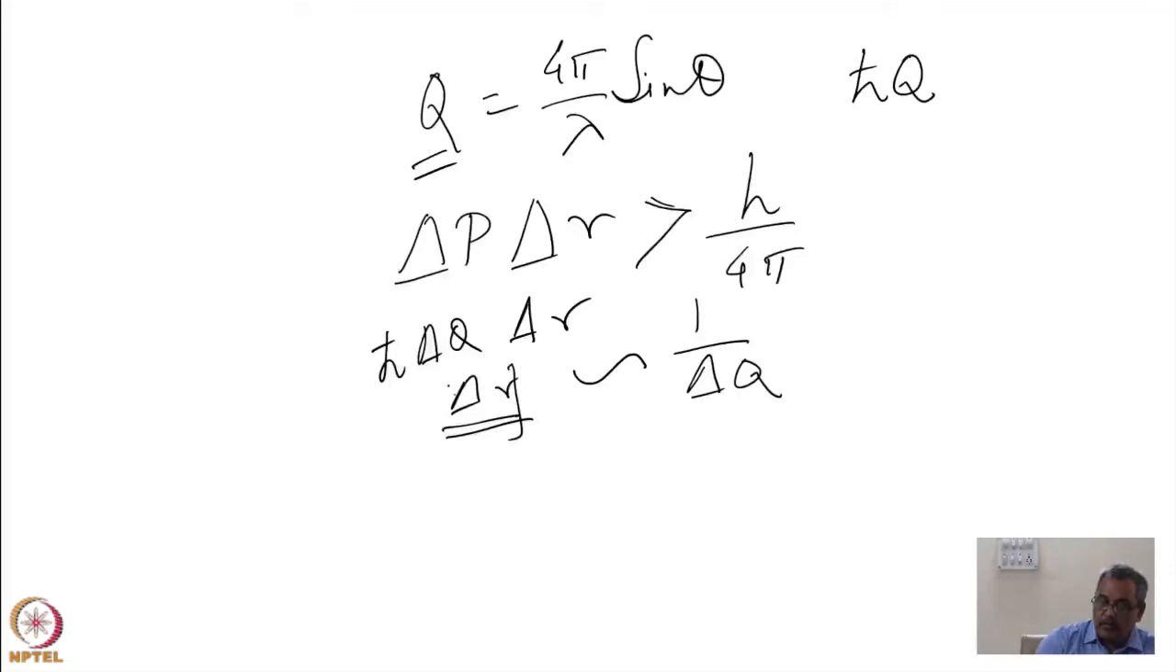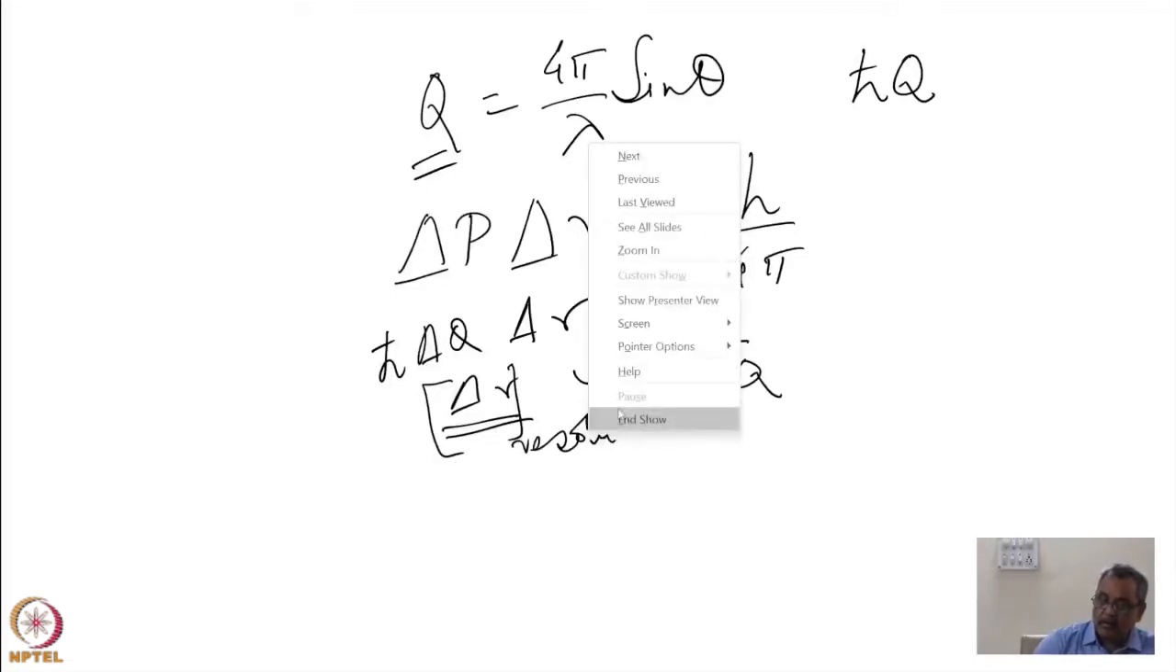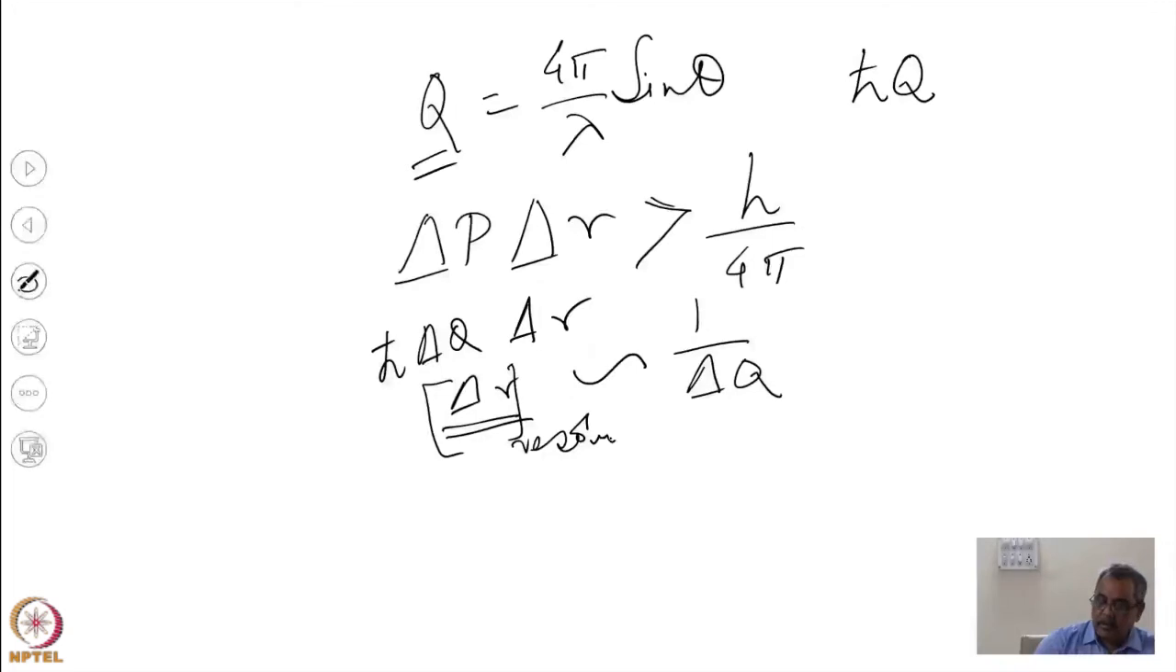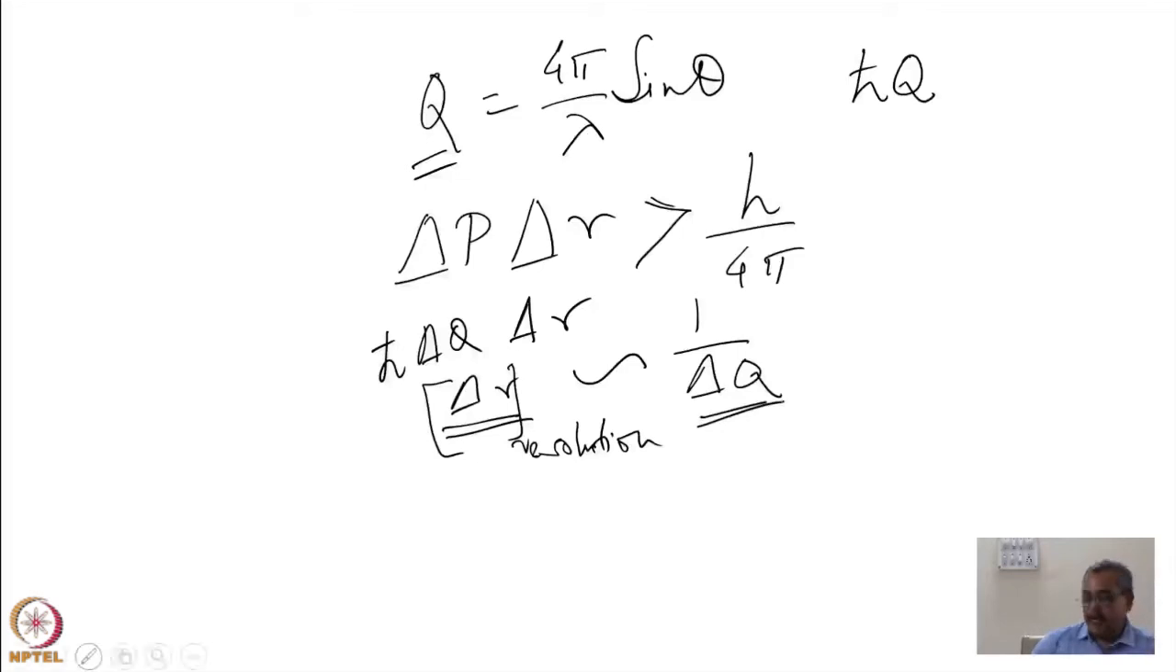I will call it the resolution in real space, to be more precise, which depends on 1 by delta q. Now what is the delta q? Is it the q resolution of my experiment? No. You are doing a Fourier transform over the entire q values that you have used in the experiment.